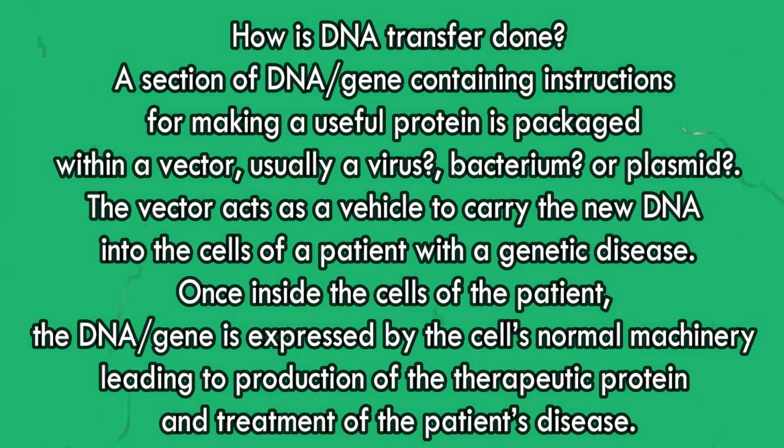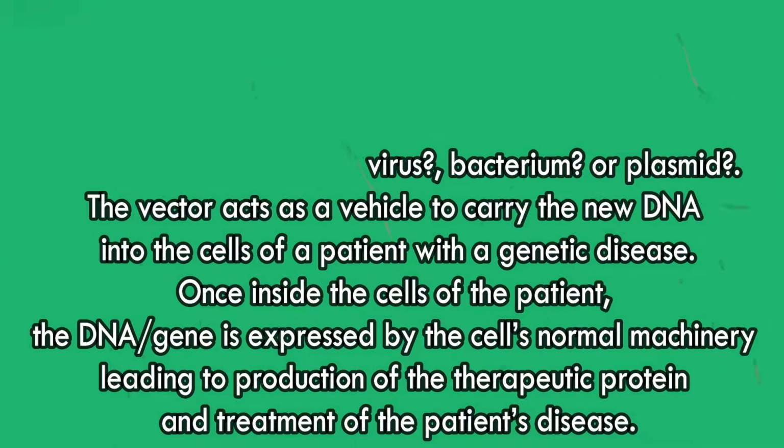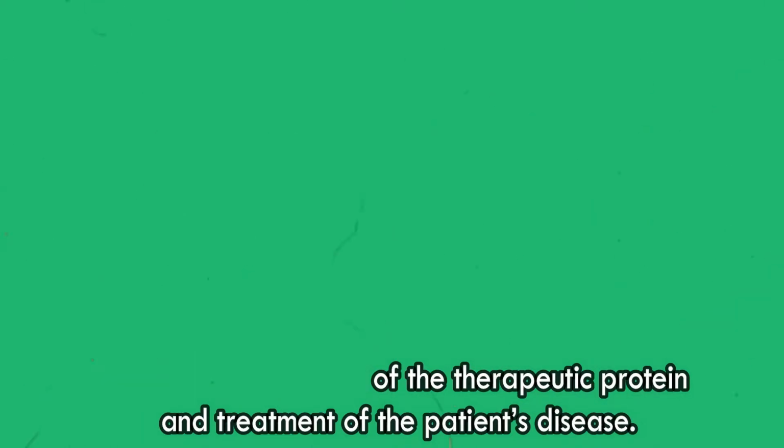How is DNA transfer done? A section of DNA gene containing instructions for making a useful protein is packaged within a vector, usually a virus, bacterium, or plasmid. The vector acts as a vehicle to carry the new DNA into the cells of a patient with a genetic disease. Once inside the cells of the patient, the DNA gene is expressed by the cell's normal machinery, leading to production of the therapeutic protein and treatment of the patient's disease.